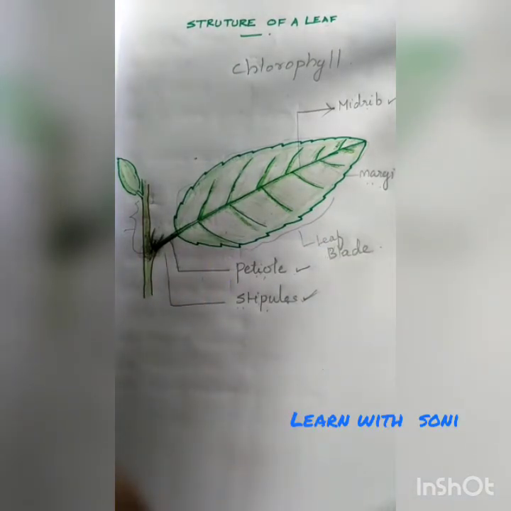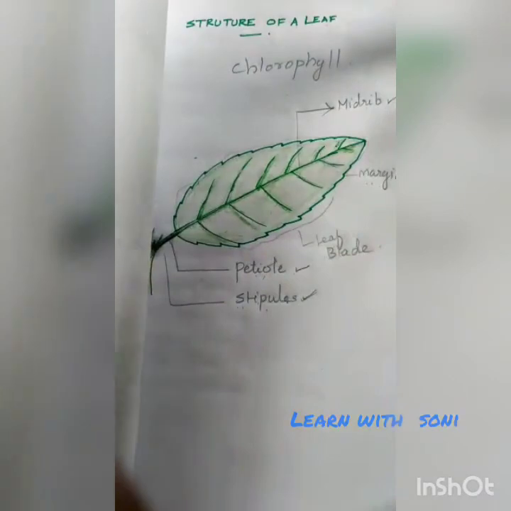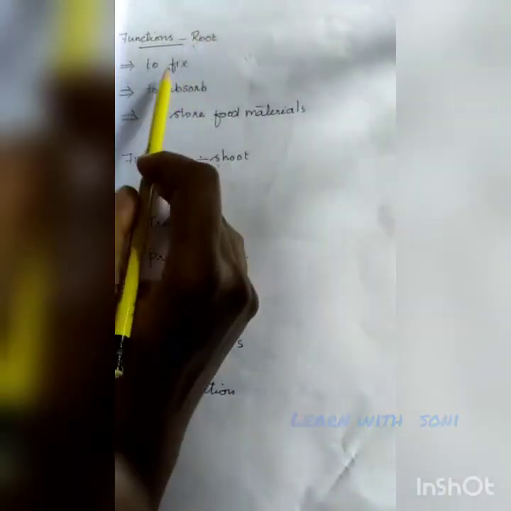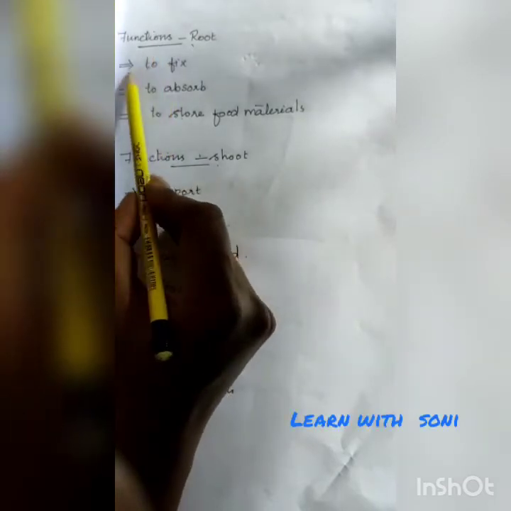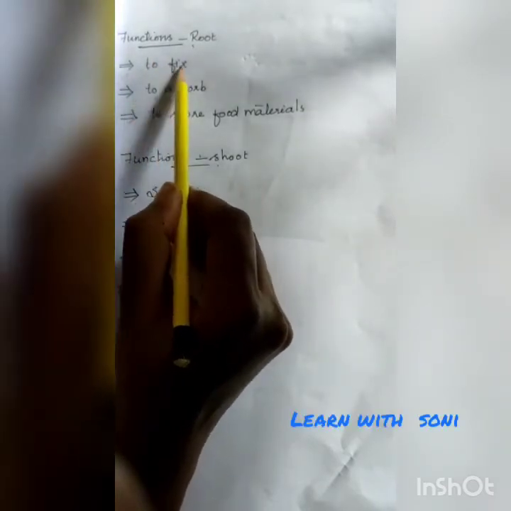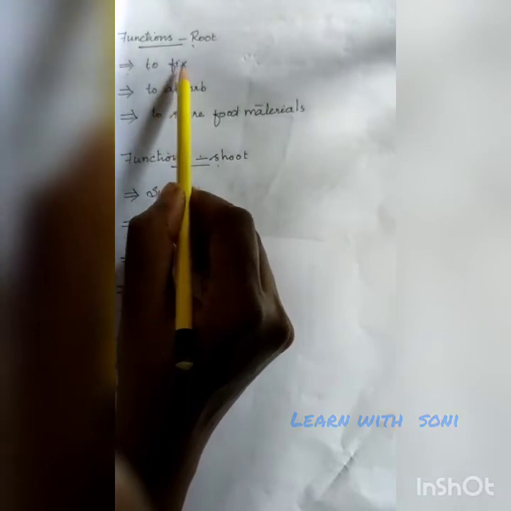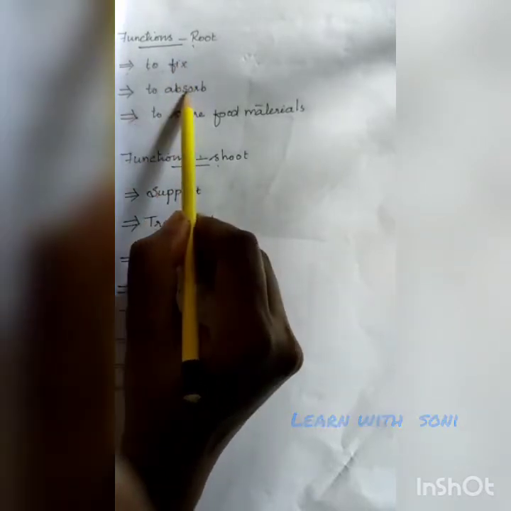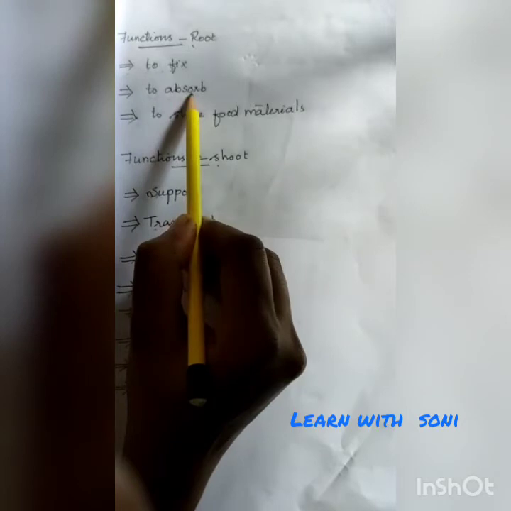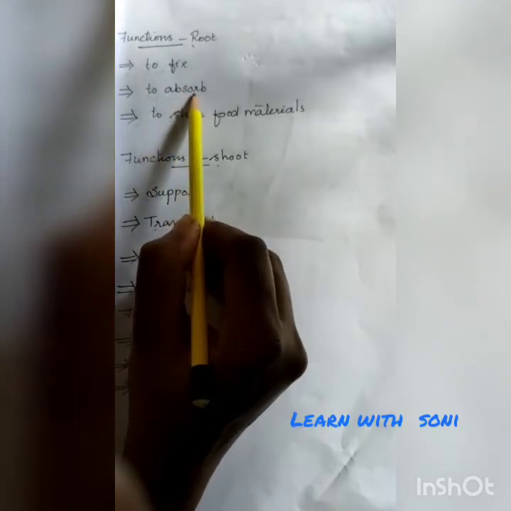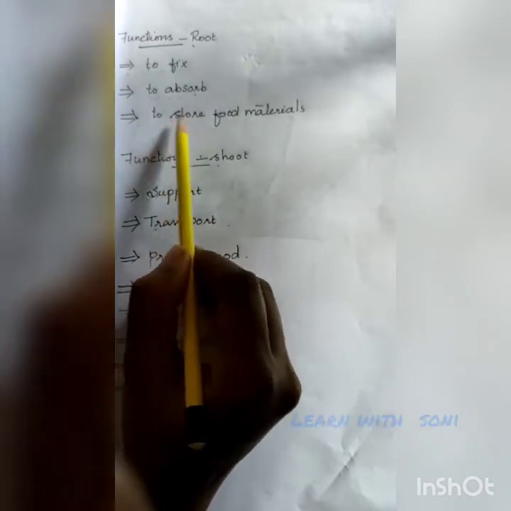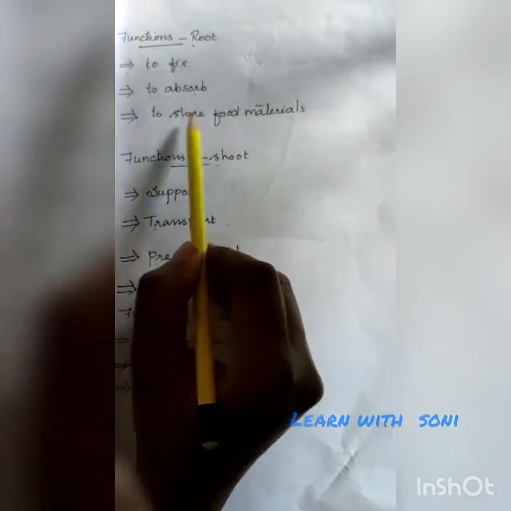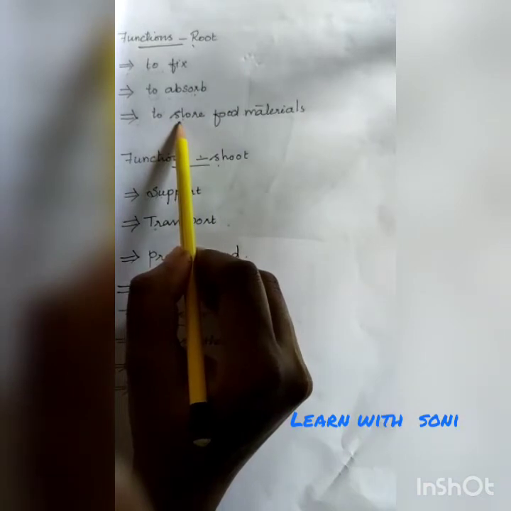Next, we will see the functions of root. First function, to fix. That means it fixes the plant to the soil. Without root, the shoot system can't stand. Then to absorb. That means absorbing water and minerals from the soil. Then the next one is to store food materials. Some plants like carrot and beetroot store food materials in it.